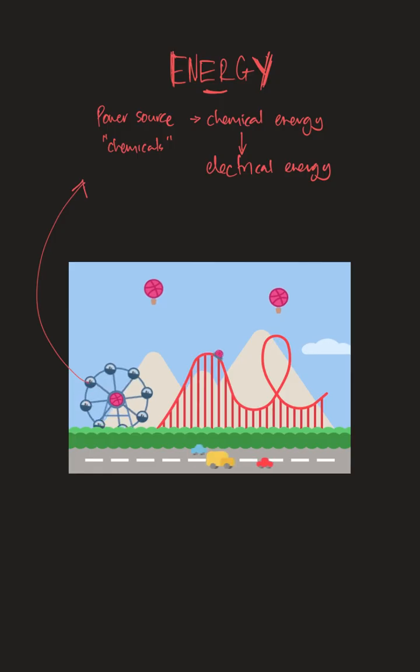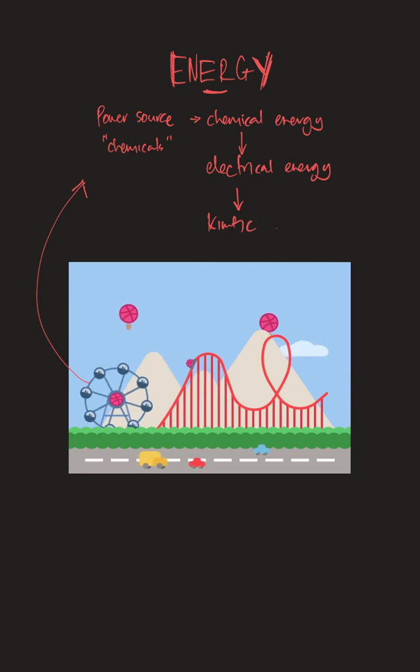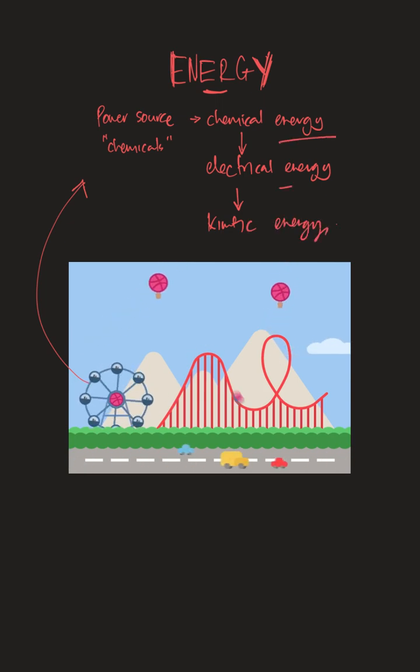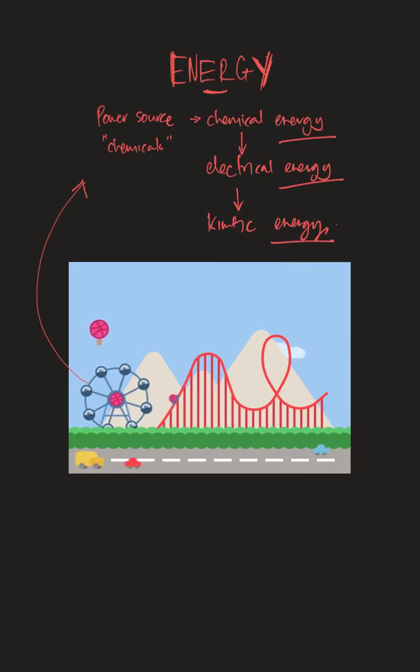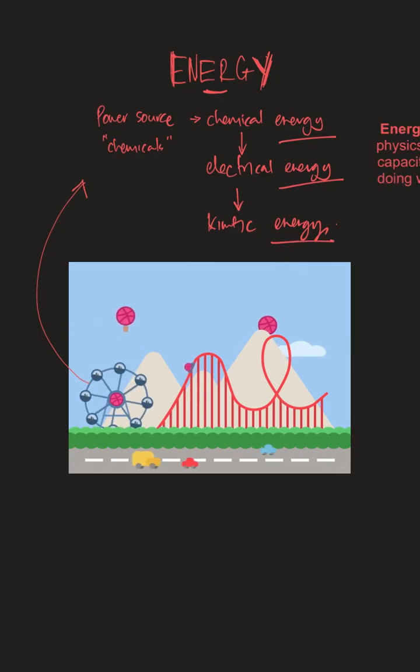And then from there, how do we get the Ferris wheel around? It gets converted into kinetic energy. Right. So each time you can see that I'm using this word energy. So what does energy mean? When we talk about energy, we say energy in physics is the capacity for doing some sort of work.